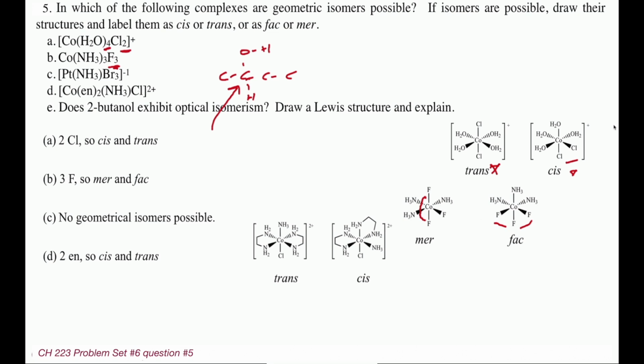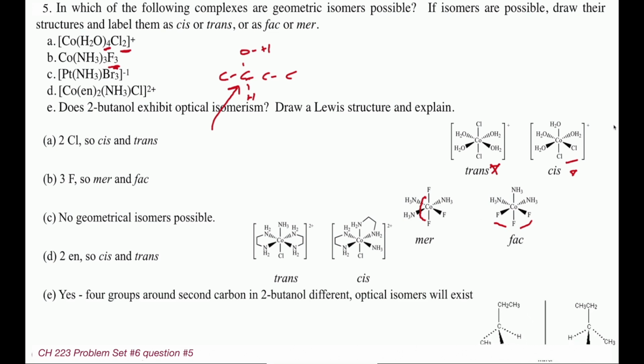And if you have 4 groups around a central atom that are all different, this leads to what's called an optical isomer. And if you look down here, this is an example of what I mean. Optical isomers are what create different orientations if you send plane polarized light through them. And this is another kind of isomer. But again, the punchline is you have to have 4 different groups around the central atom.